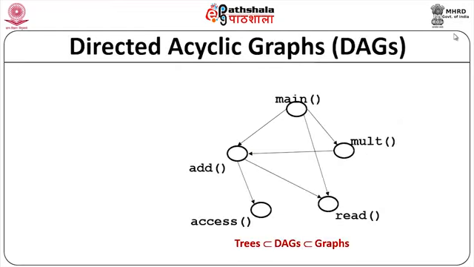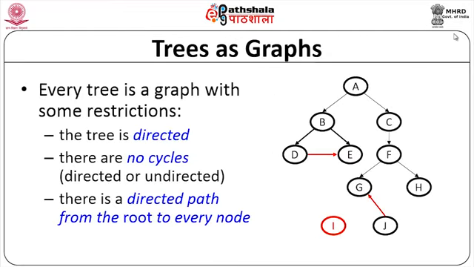So, those red nodes are not allowed in a normal tree. In the previous case we saw something looking like a tree, but it was considered as an undirected graph. But if you define it as a tree, it is implicit that there is a directed path from the root to every node.